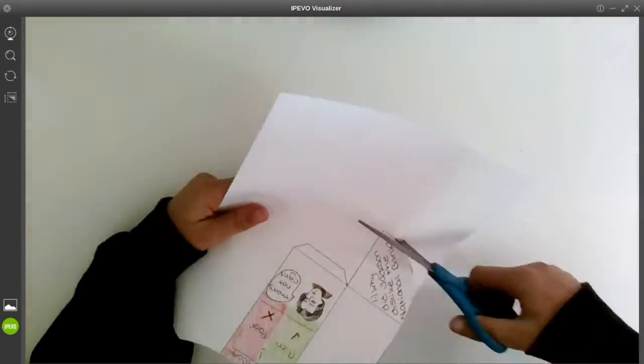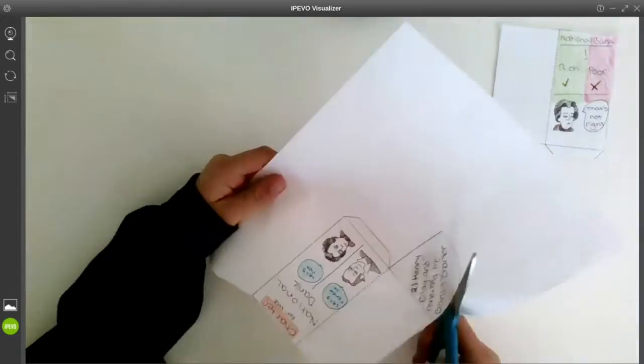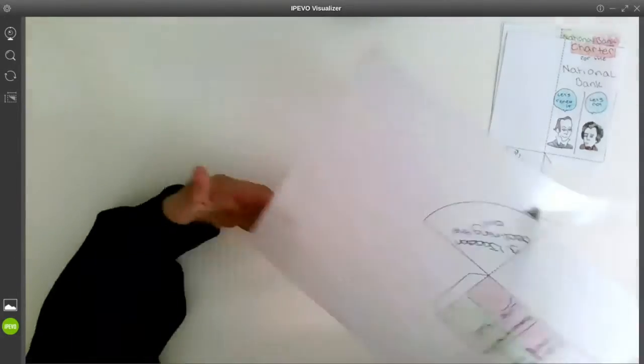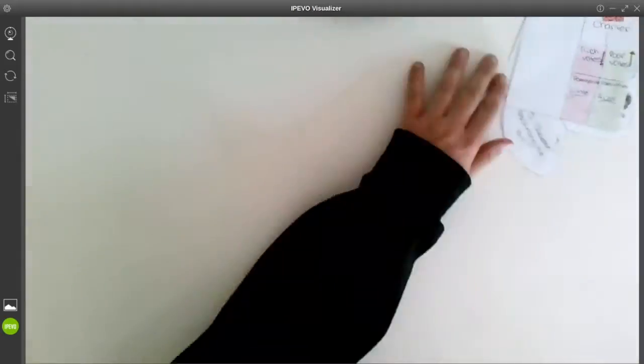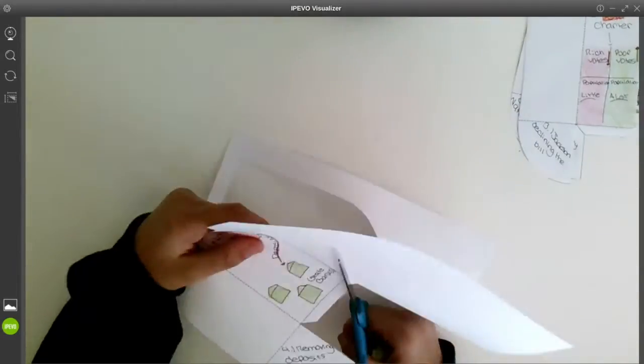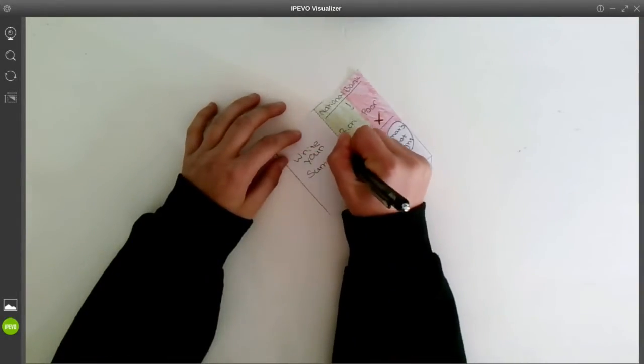Next, cut out all the pieces of paper. Cut along the solid line. For each of the pieces of paper, write a summary about it on the left side.